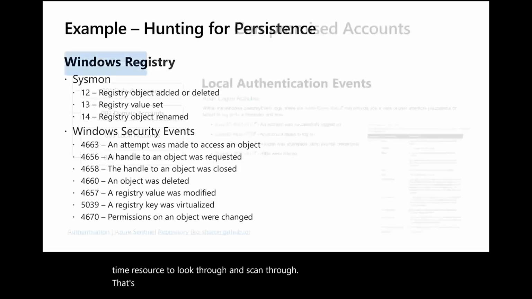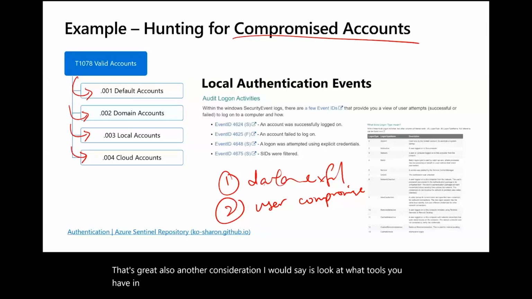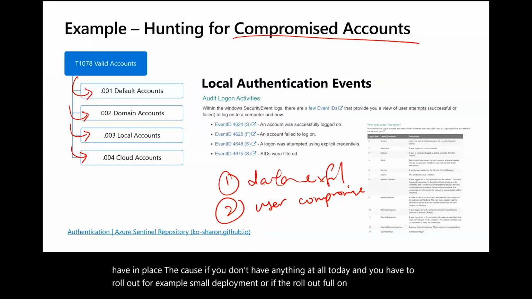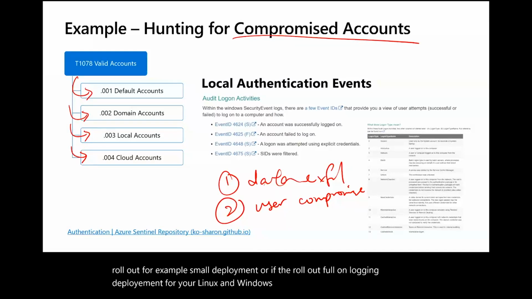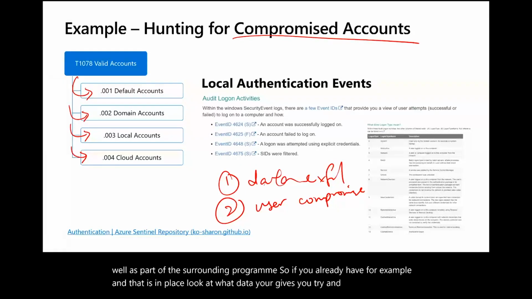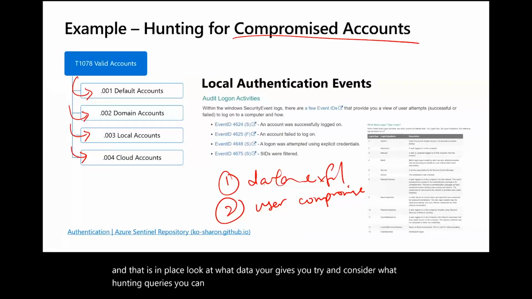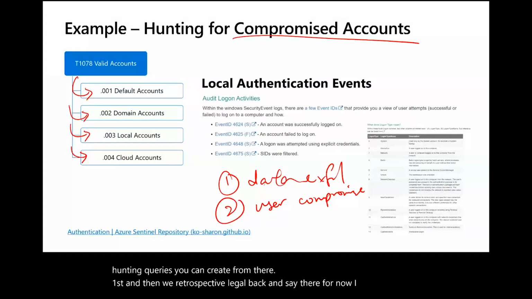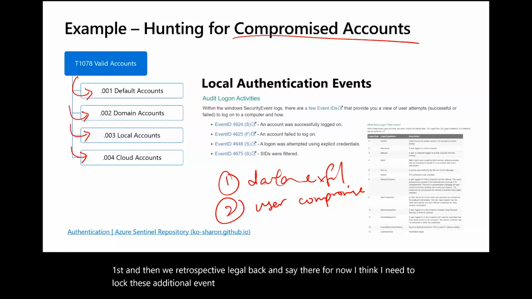Also, another consideration is to look at what tools you have in place, because if you don't have anything at all today and you have to roll out, for example, a Sysmon deployment, or full-on logging deployment for your Linux and Windows servers, that might be a bit scary as part of the threat hunting program. So if you already have, for example, an EDR in place, look at what data your EDR gives you. Try and consider what hunting queries you can create from there first. And then we retrospectively go back and say, now I think I need to log these additional event IDs so that I can get the additional insight that I need.